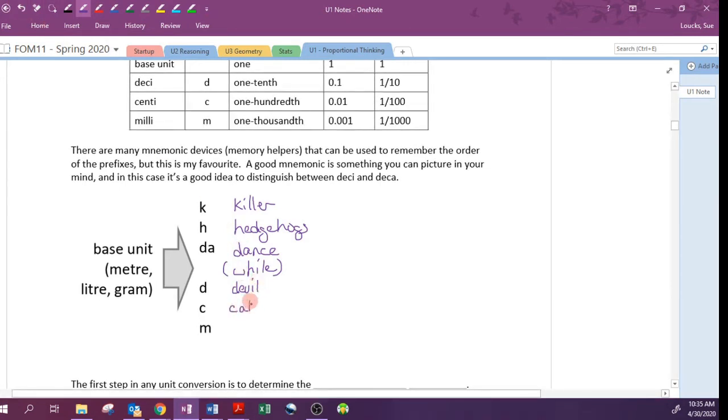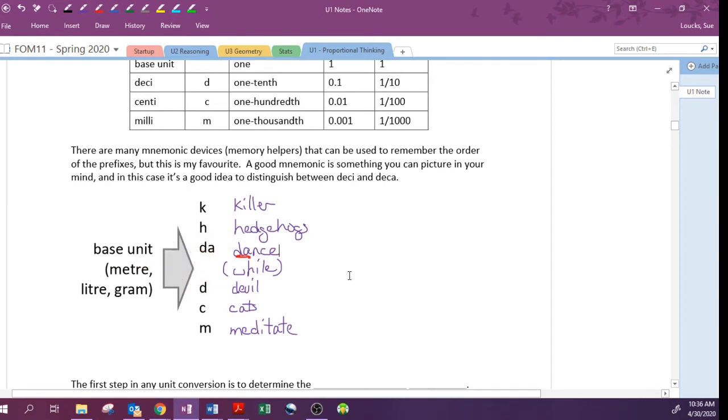Devil cats meditate. And in my classroom, I actually have a drawing that somebody did for me of devil cats meditating, which is pretty funny. Okay, and the reason I like this one is that this is the only one that I've ever seen where there's a DA for dance, because the most difficult thing to remember is which is the DA and which is the D.